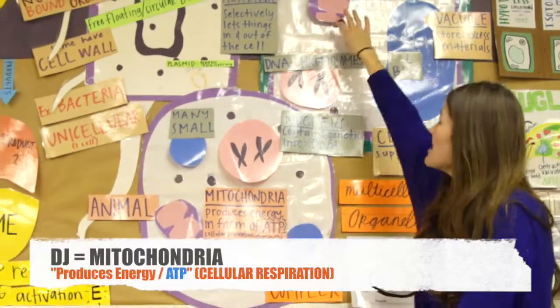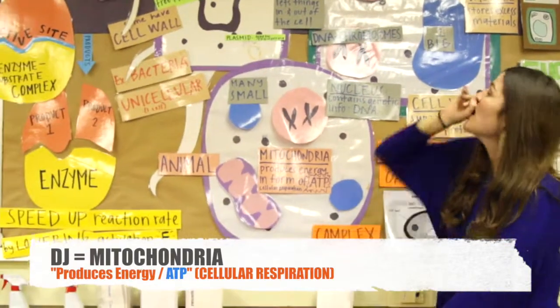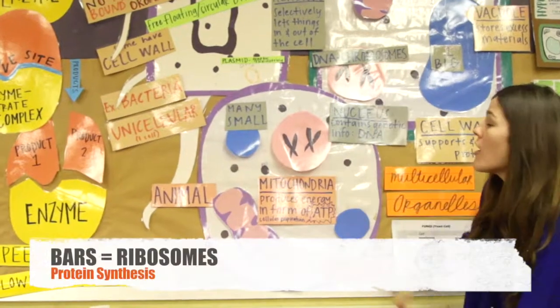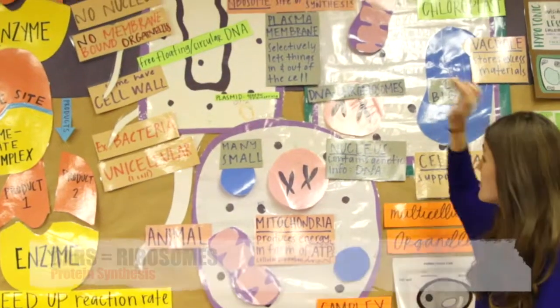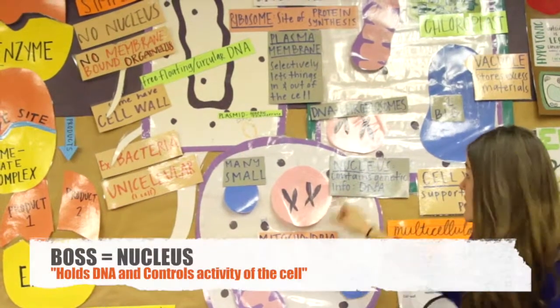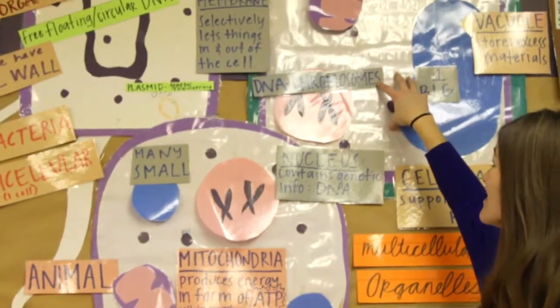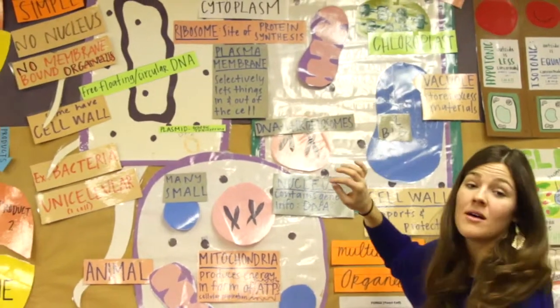And then you still got your DJ mitochondria, pumping the energy, getting the club going. You still got the ribosome bars where you can get your protein, and you still have a boss. Here he is, nucleus. Still got DNA, doing a great job, running his club the best he can. And that is Club Plant Cell.